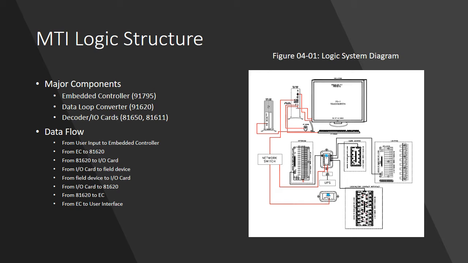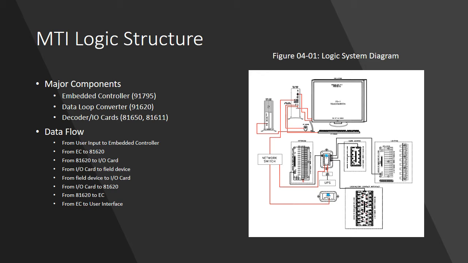If you look at the diagram to the right, figure 0401, you'll see a typical logic diagram for how the system is laid out. You have there in the center bottom the MTI embedded controller, which is the 91795, tied to the network switch. You have the 91620, which connects to the network as well, but also connects via the MTI data loop to all of the termination boards. And then you have the decoders, which are plugged on to each of those boards.